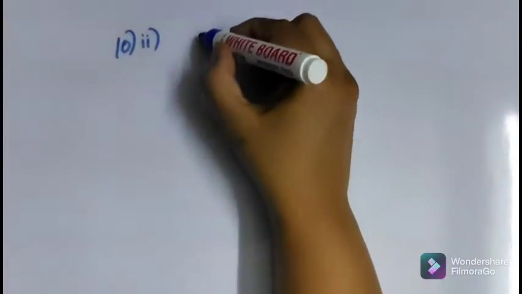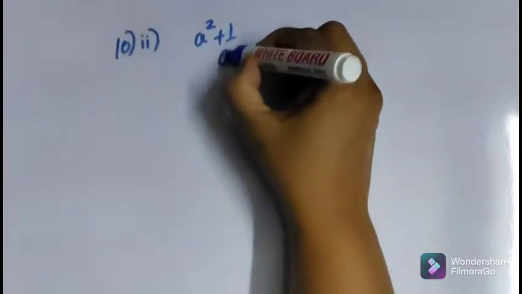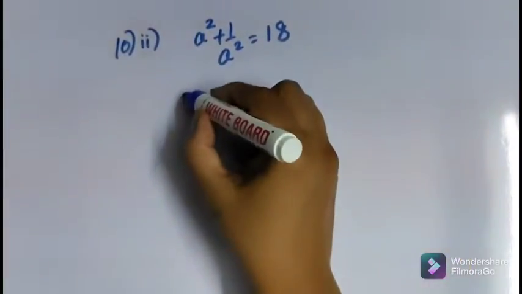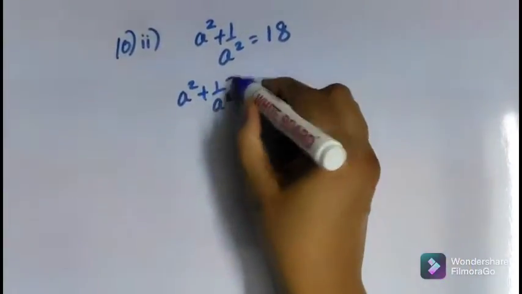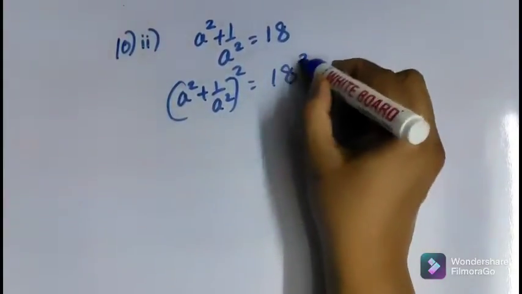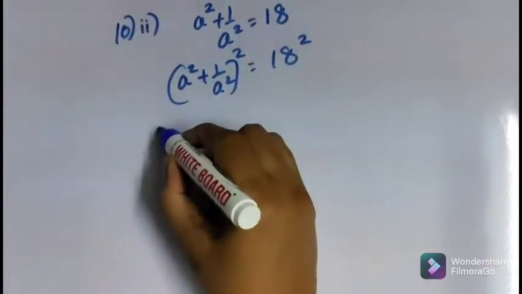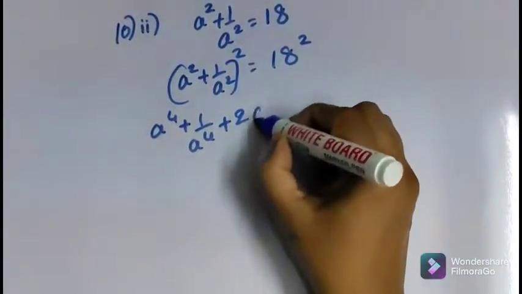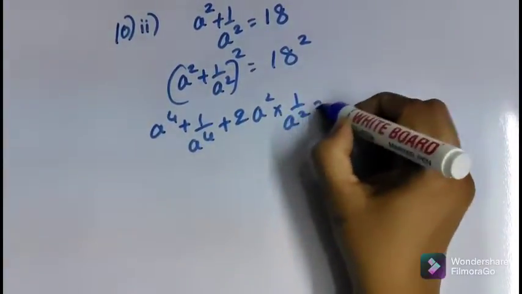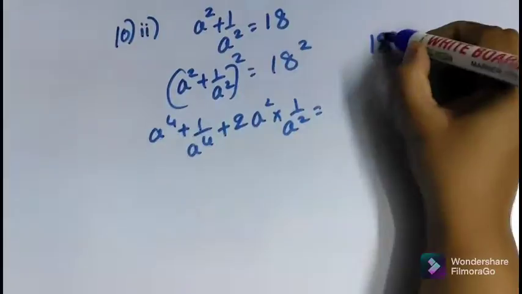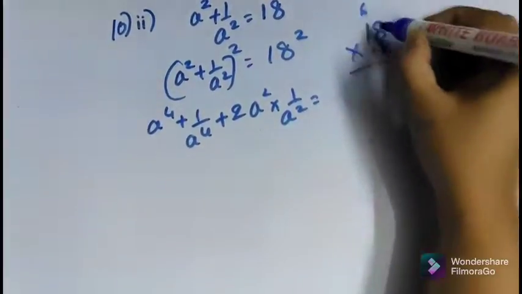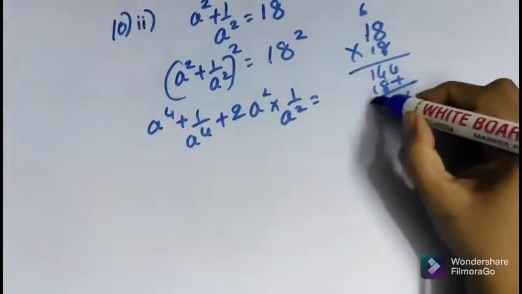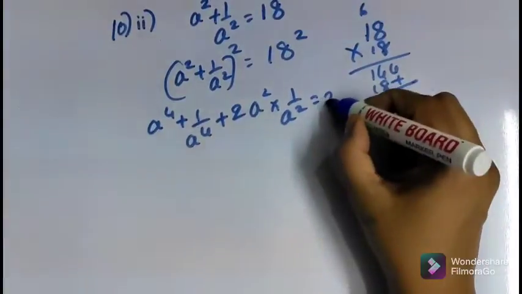First part, we had got that a square plus 1 by a square, the value we had got as 18. So we have to square both the sides. So a square plus 1 by a square, whole square, is equal to 18 square. So now we expand it. That is a to the power 4 plus 1 by a to the power 4 plus 2 times a square into 1 by a square is equal to 18 square. 18 into 18: 8 8s are 64, 8 1s are 8, 14 plus 18. We get the answer 324 here.